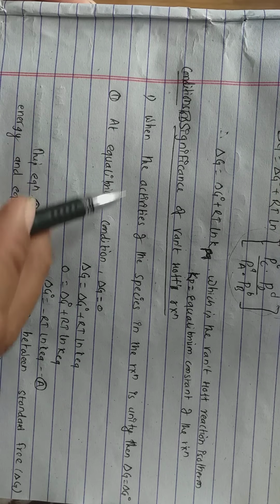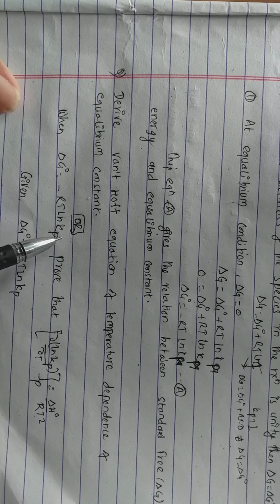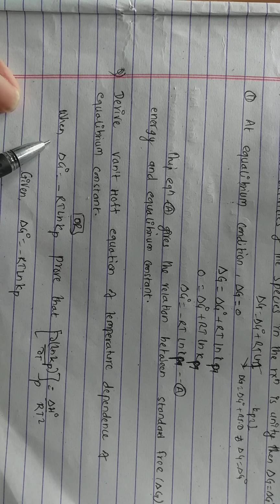Similarly, derive the Van't Hoff equation of temperature dependence of equilibrium constant. The question may ask this, related to the Van't Hoff reaction, so we'll further derive it. When del Z degree is equal to minus RT ln Kp, prove that d ln Kp by dT is equal to del S degree by RT square.